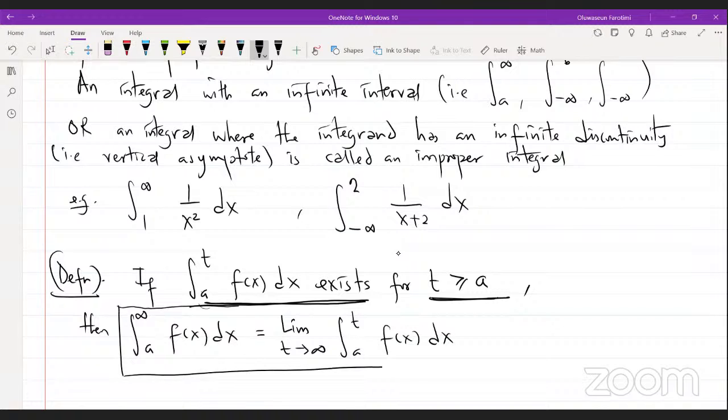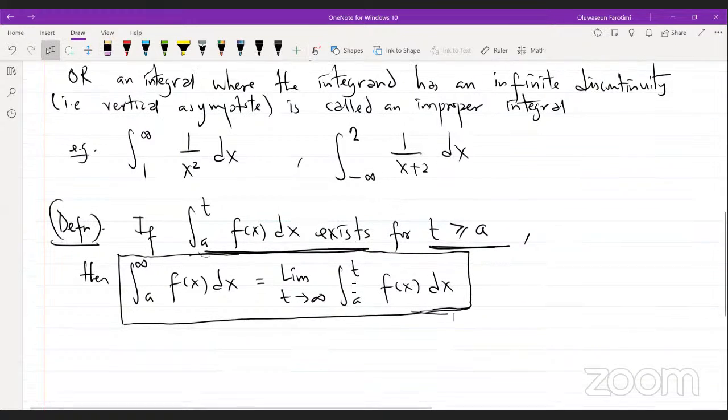Okay, so what does this mean, guys? This tells me that if I do have an improper integral, I can actually write it as an equivalence in terms of limits. So it means I can introduce a limit notion.